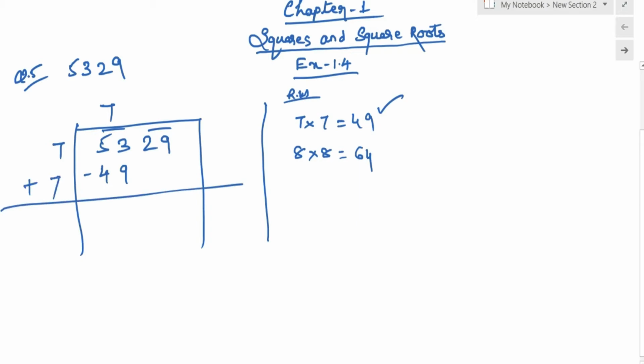Here it will become 7 + 7 is 14. One digit will be vacant. This will become 13 and 5 will become 4. 13 - 9 is 4. 29 will go downside, it will become 429. Now we can go ahead.